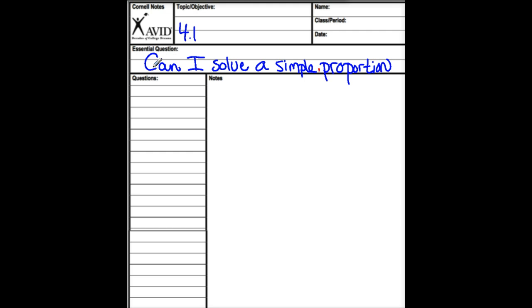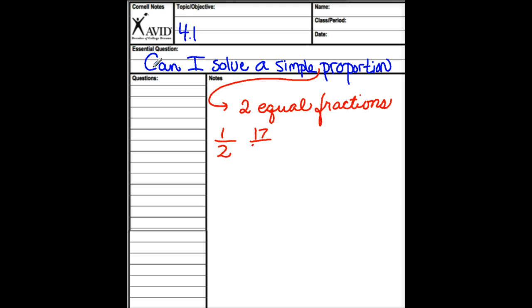A proportion is actually just two equal ratios. And instead of ratios, I'm going to use the word fractions. So two equal fractions. We say things are proportional if they've been scaled up or scaled down in the same amount. For example, although 1/2 and 17/34 look incredibly different visually, we say that they're in proportion because each one represents a half. So that is what's called a proportion.